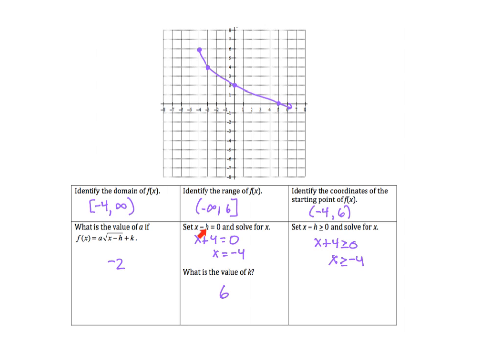If I set x minus h equal to 0, I find x is -4. My k value is 6. And then if I set my radicand x minus h greater than or equal to 0 and solve for x, I get x is greater than or equal to -4. Now again, I want you to notice my starting point consists of my x value when I set my radicand equal to 0, so that -4 comes from here. Then my y value is the k value here. My domain matches this. I only have values of x that are possible when my radicand is greater than or equal to 0.